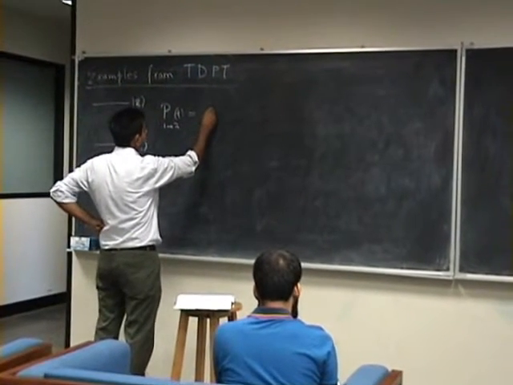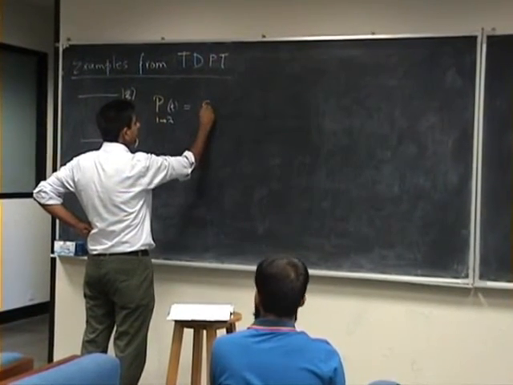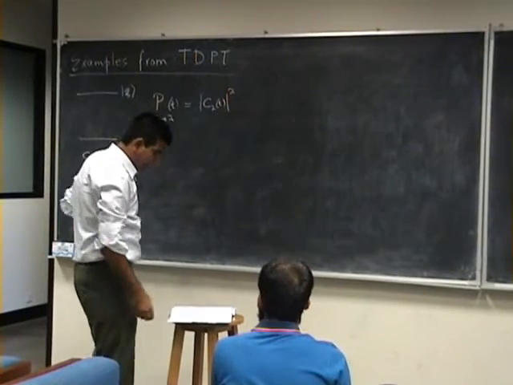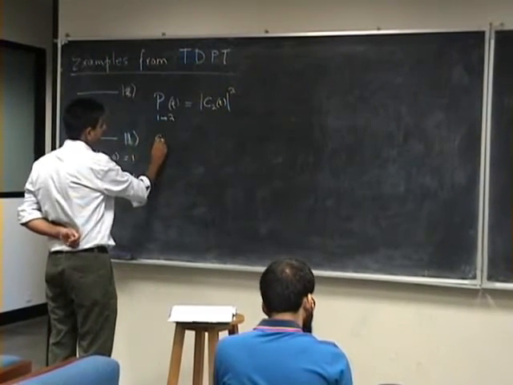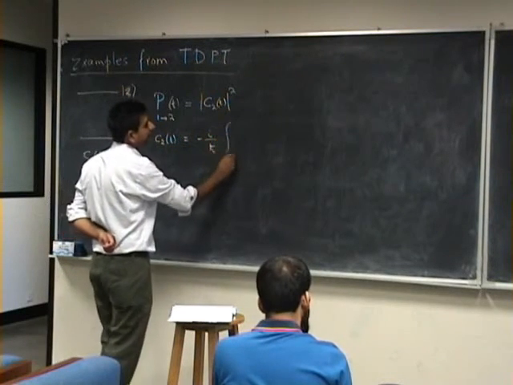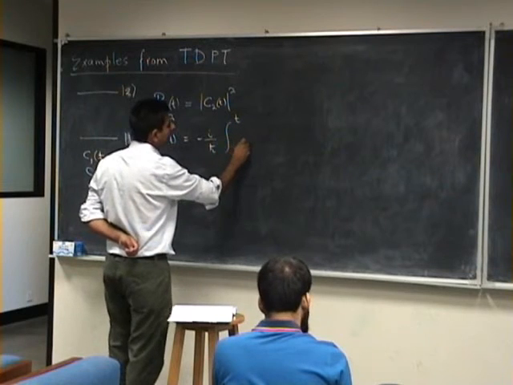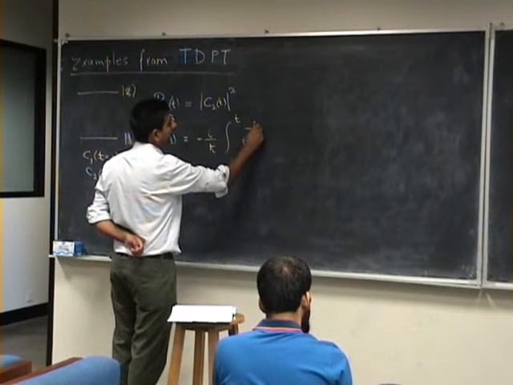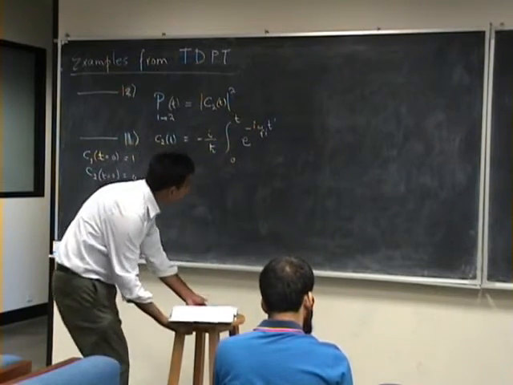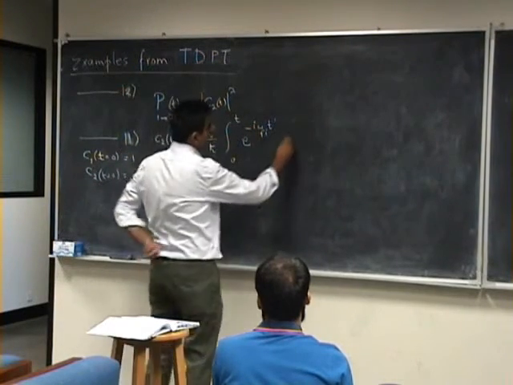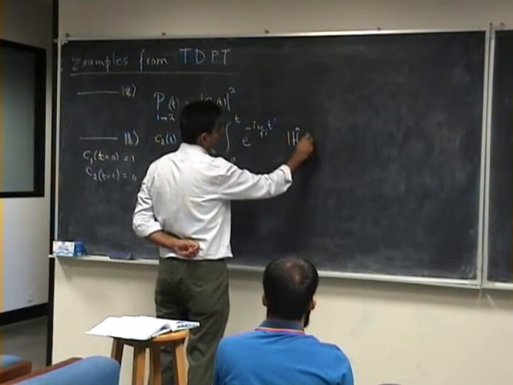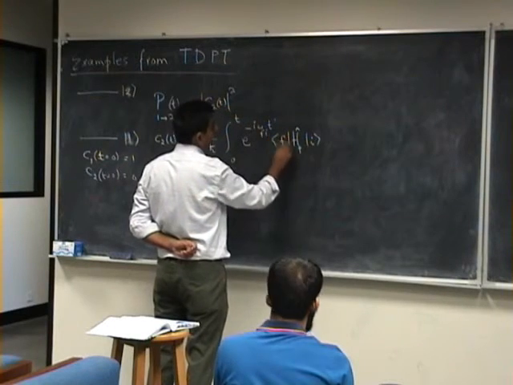Proportional to C2 as a function of time modulus squared. And this C2 as a function of time was given by minus i over h bar integral from 0 to t of e to the minus i omega_fi t dash, and the matrix element for the perturbative Hamiltonian that connects the initial state with the final state.